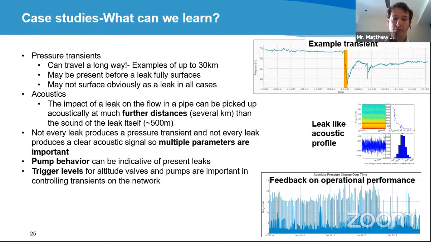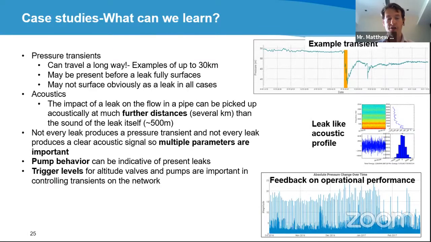And another important point about this system is that not every leak produces a pressure transient. Not every leak produces a clear acoustic signal. So it's important that we use multiple parameters to maximize our chance of detecting leaks on the network. So just pressure sensors or just acoustic sensors will only pick up a certain subset of what is occurring.